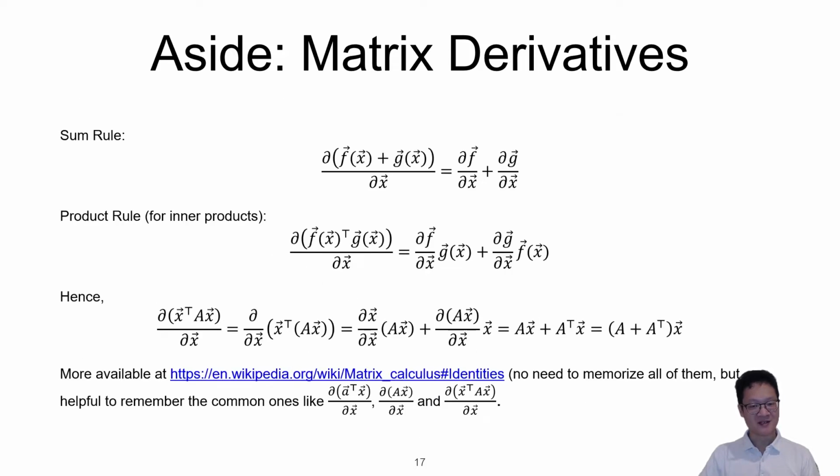So we need basically a few more standard rules of matrix derivatives. We need a sum rule, and this one is actually pretty simple. You can take the derivative or gradient or Jacobian term by term. So all of this works whether f has multiple or single output, right? So here in the most general form, I have written down f as a vector. That means that the function f actually outputs a vector.